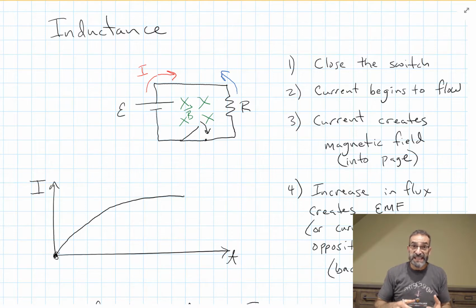Sometimes this is desirable. Sometimes this is an effect that we want in our circuits. Some people say it makes the circuit sluggish. It makes it slow to respond. And that might be an effect that you want in a circuit. And so how would we magnify it? How would we put something into our circuit that would intensify this effect?